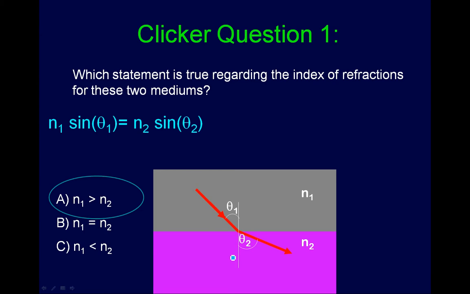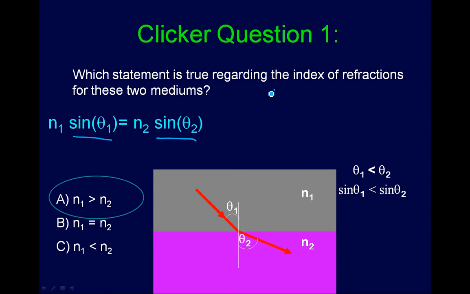And so we take our Snell's law here. N1 is the first material, N2 is the second material. And if you look here, theta 2 is bigger than theta 1. You can get that just from the picture. Now what that implies is that sine of theta 2 is bigger than sine of theta 1.